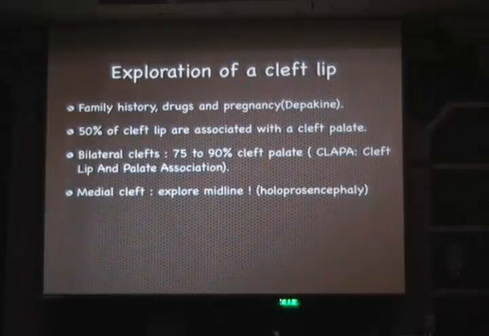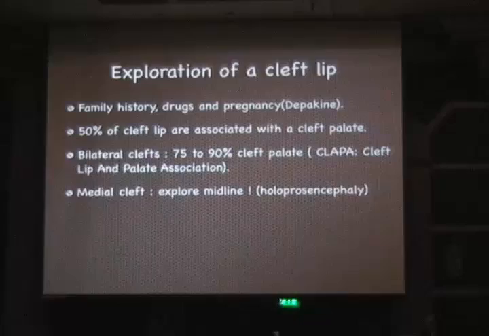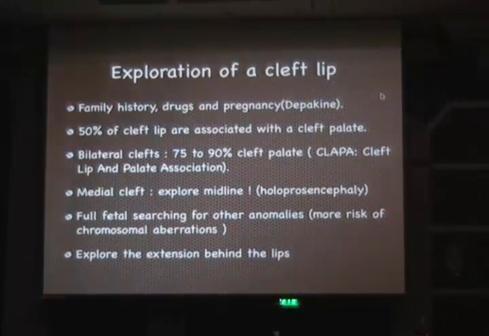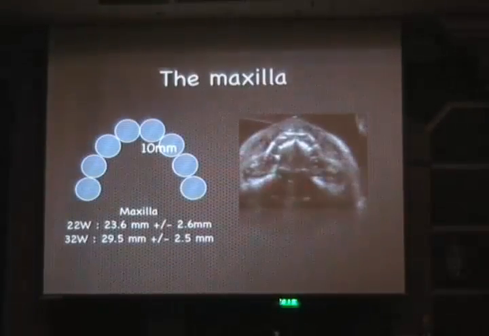It's not an accident, and you have to search for holoprosencephaly to explore the midline on the brain and also on the heart and on the abdomen. So you have to search for other anomalies as every time, like Azim explained to you, because you have a lot of chromosomal aberrations with a cleft lip, especially trisomy 13 and trisomy 18. And it's always to see what's behind the lips. So the maxilla is very important for the surgeon.